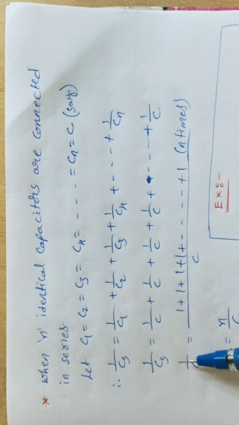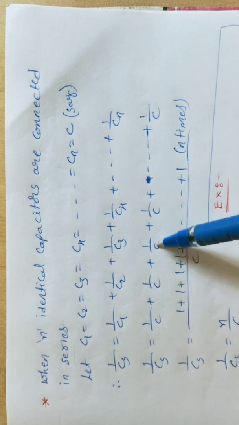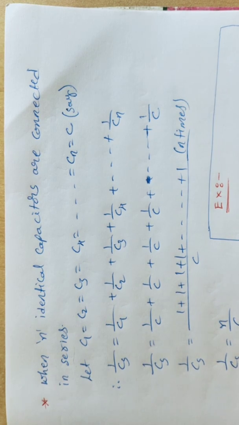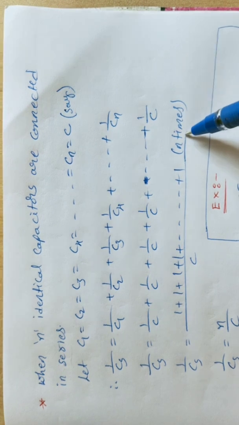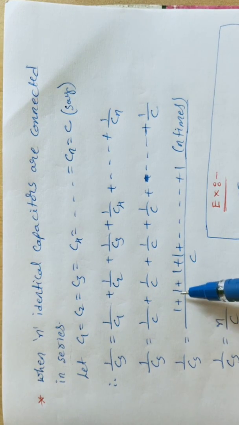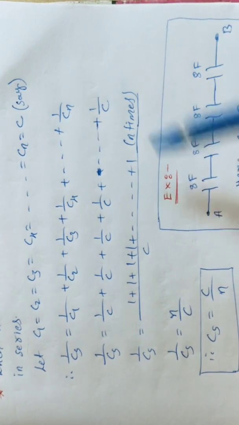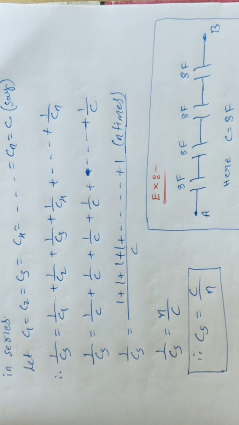So all are identical values. Therefore 1 by Cs is equal to 1 by C plus 1 by C plus 1 by C plus so on, 1 by C. How many times do we take it here? N times. The reason is that N identical capacitors are connected in series combination. Therefore, taking the LCM C, in the numerator we get 1 plus 1 plus 1 plus so on, N times. So 1 by Cs is equal to N by C, and Cs is equal to C by N.